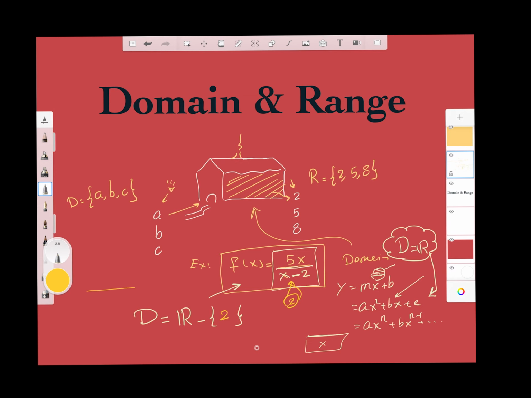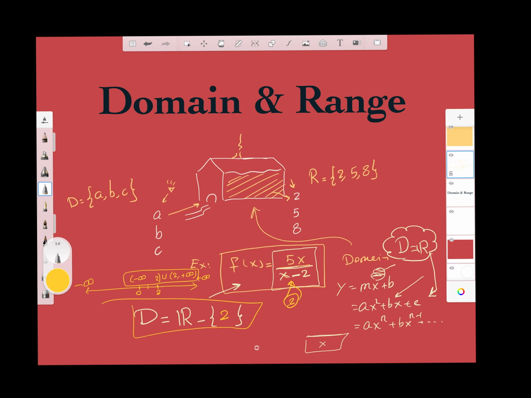I mean, on the number line, from negative infinity to positive infinity, we accept all the numbers, but not 2. So you can say from negative infinity to 2, parenthesis, and from 2 to positive infinity. So this is one way to show the domain, and this is another one.